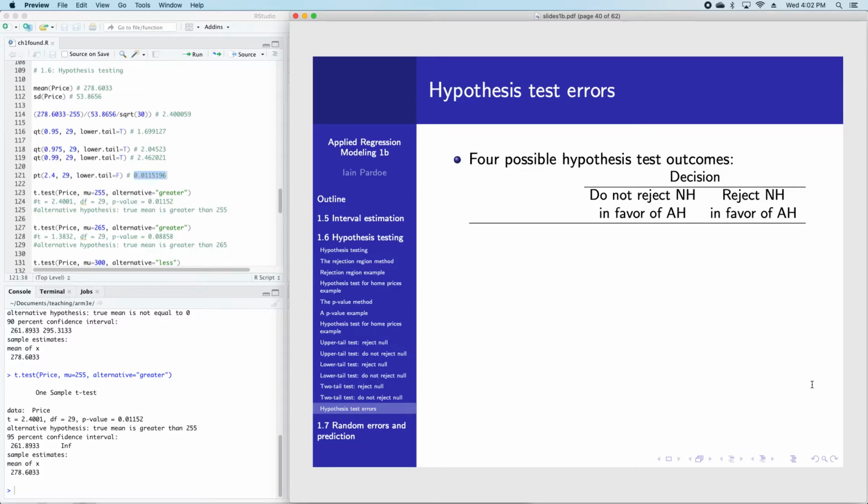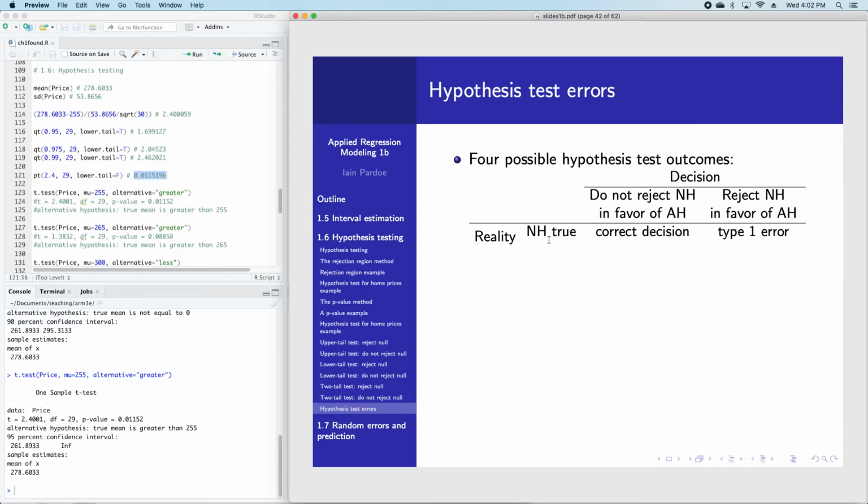Let's think now about 4 possible hypothesis test outcomes, because we're making a decision to either reject the null hypothesis in favor of the alternative or fail to reject the null hypothesis. The reality is either that the null hypothesis is true or it's not true. So if the null hypothesis is true and we fail to reject it, then that's a correct decision. So that would be a good outcome.